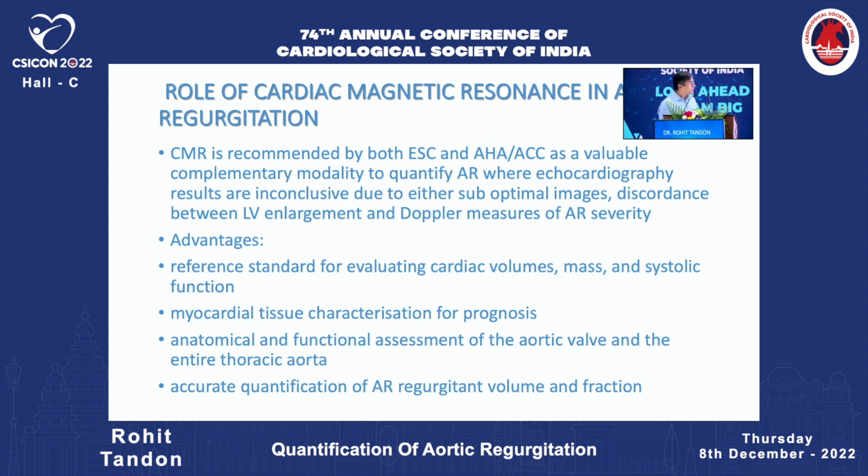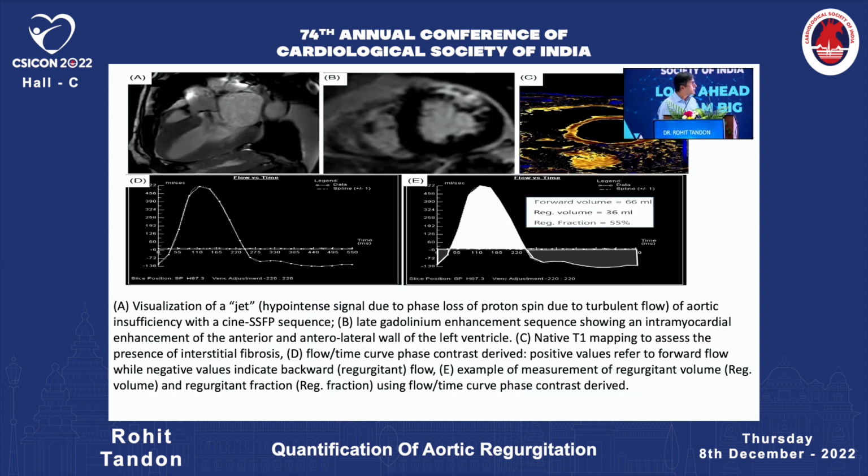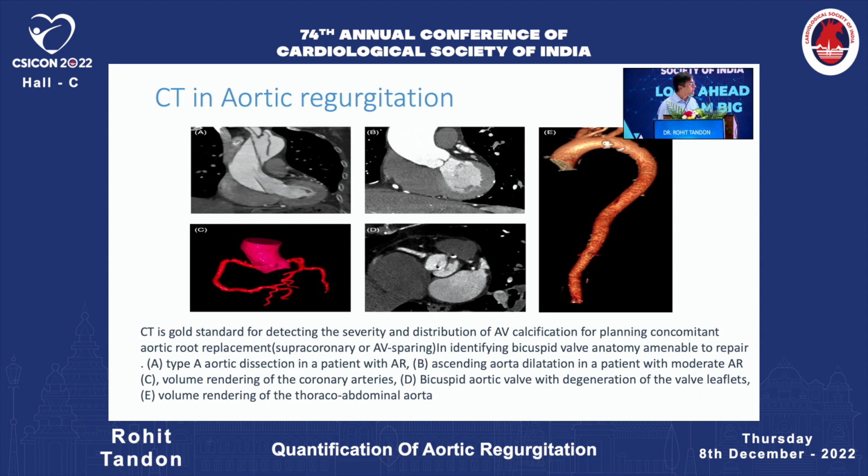Then MRI is now playing a good complementary role in evaluation of AR. MRI helps in tissue characterization, as we can see here. This is an AR jet in MRI, and then tissue characterization in terms of fibrosis, T1 mapping, and then easily we can measure the forward and the regurgitation flow here, and which can calculate the regurgitant volume. So it is definitely becoming a complementary modality in cases where echo is not able to give us the full answers. CT can be helpful in planning for the aortic repair or in case of aortic dilatation. So these are the complementary modalities which we can use now.